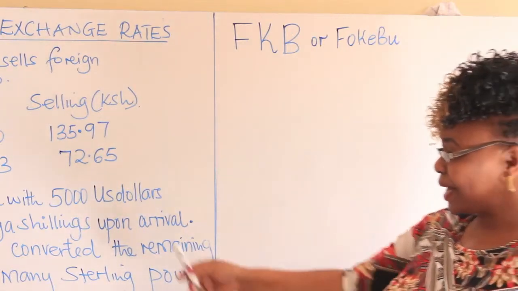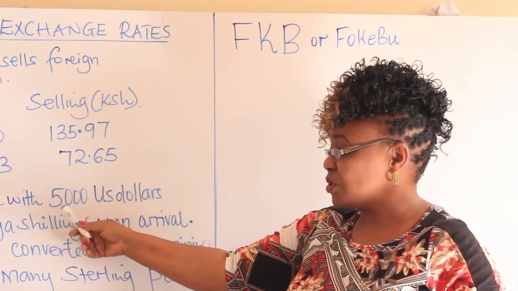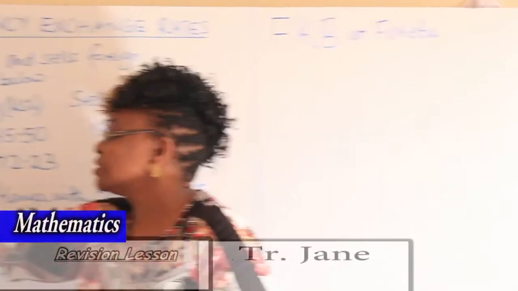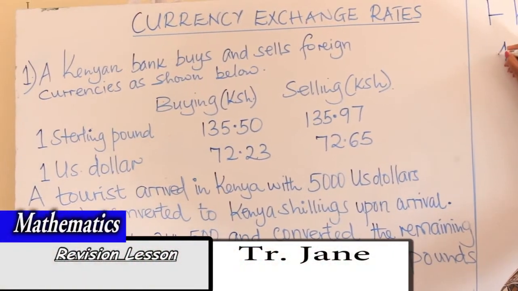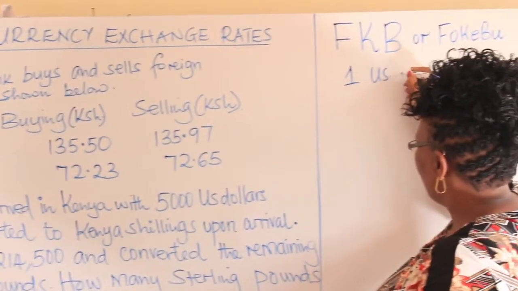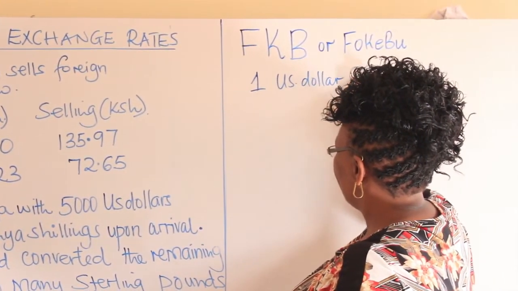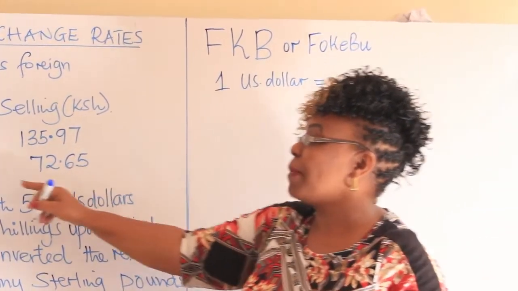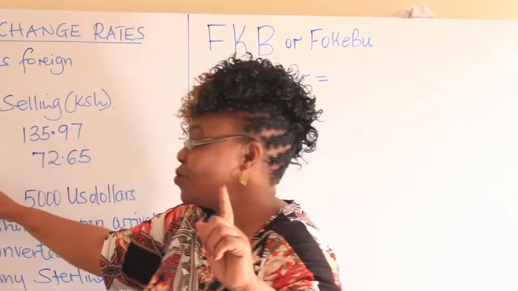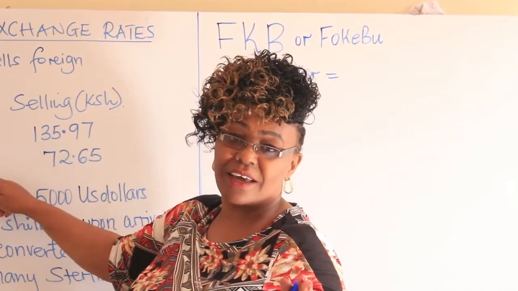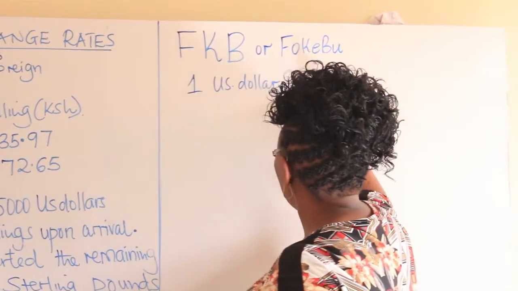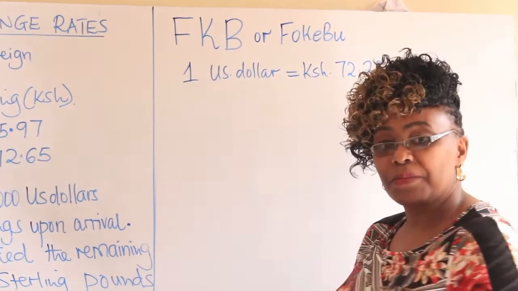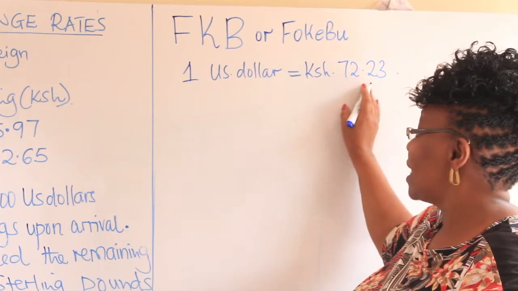And therefore, let us convert these $5,000 into Kenya shillings. So we go to this row here for US dollars. We say $1, the bank will buy it at what? We go to the buying column. $1, the bank buys, FKB, buys at Kenya shillings 72.23. Yes, it buys it at that.